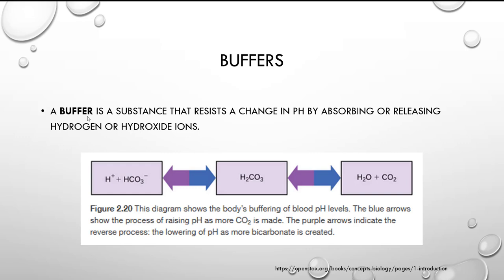So this is an example of buffers. Now, buffers can be for any pH. This one is keeping the blood pH around 7.35 to 7.45, so it doesn't have to be neutral pH, it could be anything. Buffers can keep any system at whatever the normal pH is for that particular system.